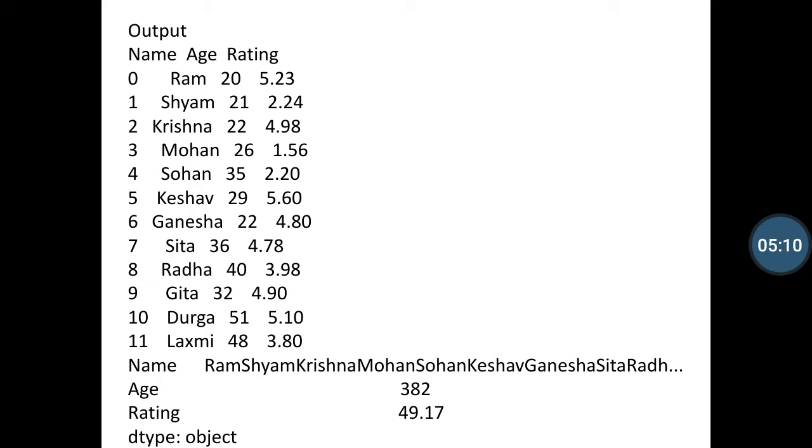You notice that the index numbers are created from 0 to 11, and the corresponding name, age and rating are also defined. After execution, it shows the names starting from Ram to the last name, Lakshmi. And for the age, you can notice that it calculates the sum of age as 382, and the rating value of 49.17 is also summed by the sum method, and the data type is object.